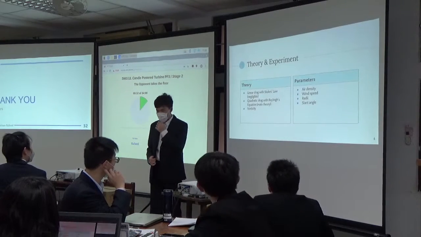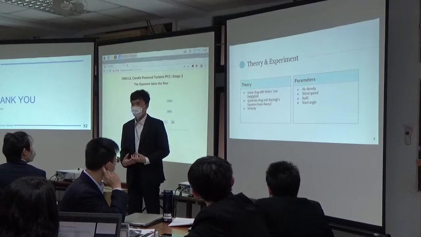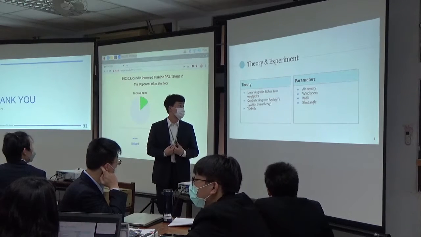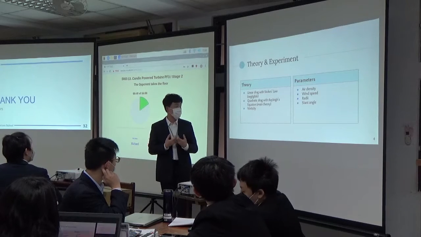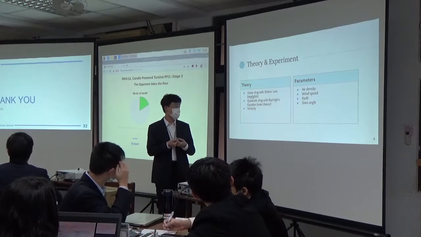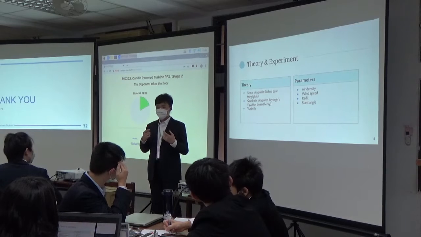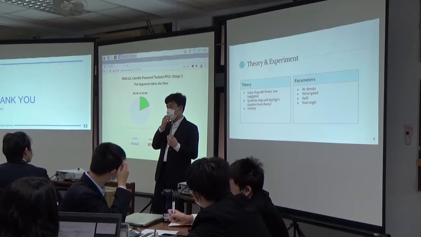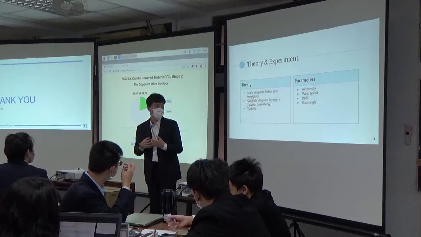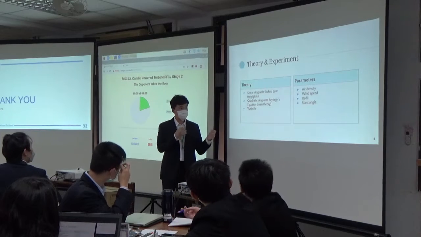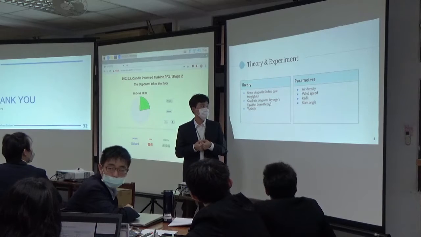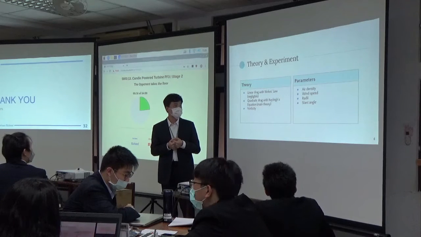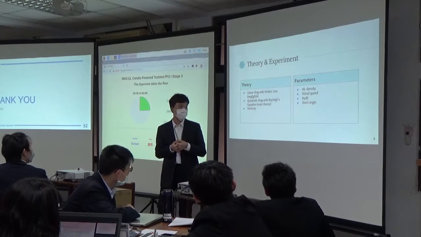So first I'd like to summarize what the reporters said in their presentation. Their theory is that linear drag with slope law are negligible, and quadratic drag with relative equation is their main theory for the Kendall power turbine to reach its terminal velocity, and they also considered vorticity. And the parameters are different air density, wind speed, radii and slant angle.